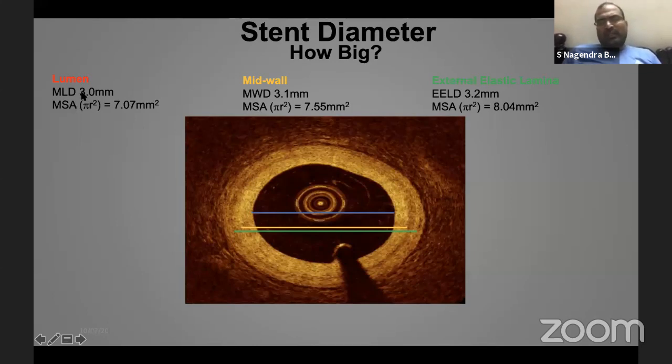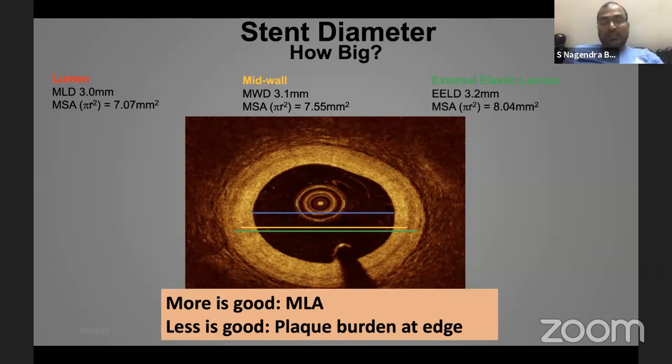If you see here, the diameter gradually increases from 3.0, 3.1, and 3.2. Yes, 0.1 millimeter in diameter is good enough to increase the lumen area. Keep it in mind, the area is pi r squared. So 0.1 into 0.1 into 3.14. The area is going to be significantly higher even with a 0.1 millimeter increase in diameter. So it is clear that more lumen area is good, but more plaque burden is definitely bad.